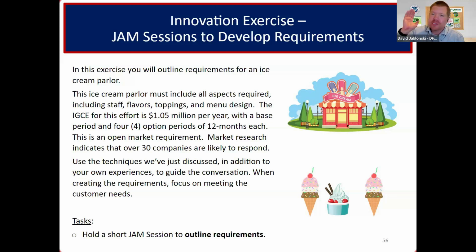All right, everyone. You all are our team here. You're our subject matter experts, and we need your help to outline these requirements. It must include all aspects required, including the staff, flavors, toppings, and menu design. So what are some things that you all would want to see in this requirement to make sure they're hit on while you're developing your PWS? Let's see what you have. What do you all think?